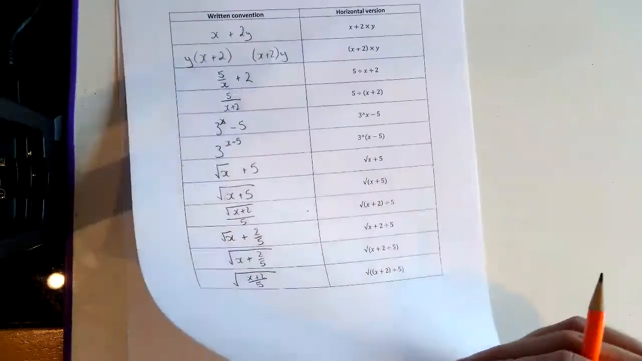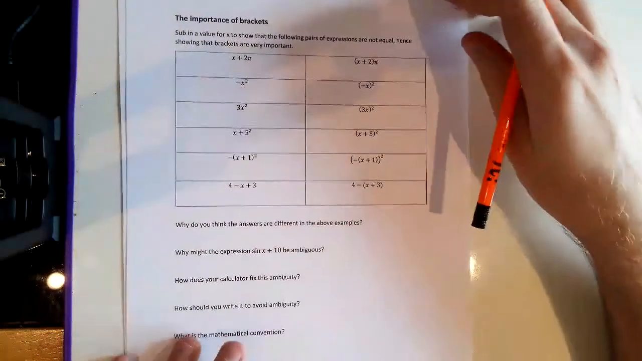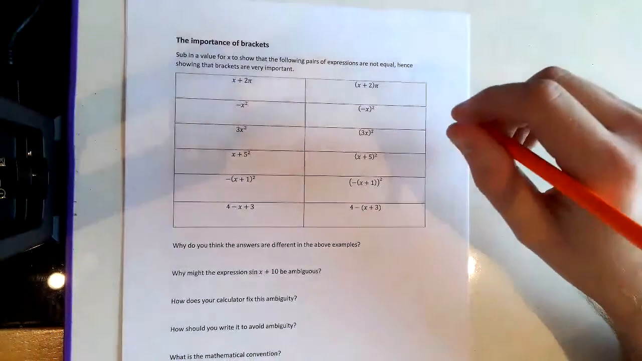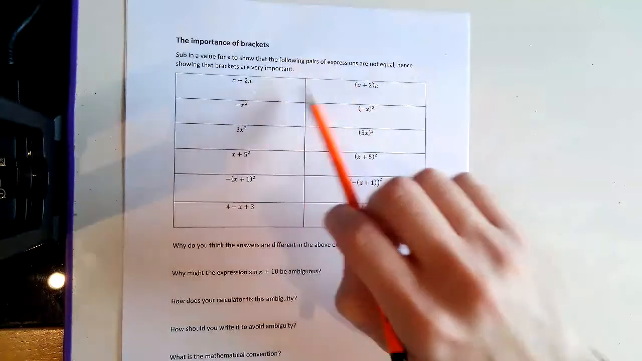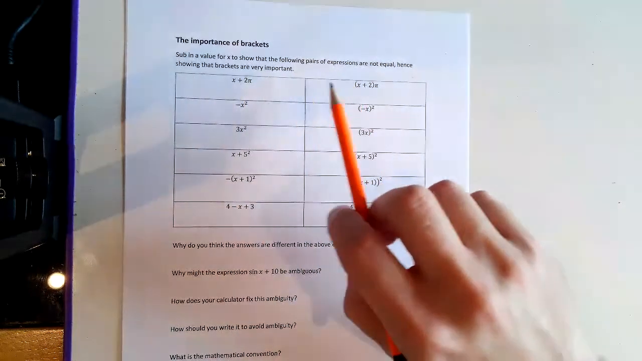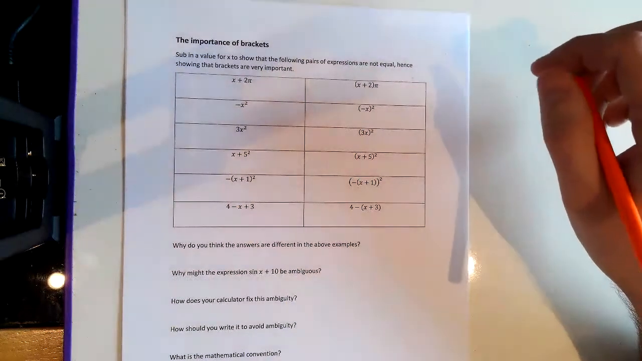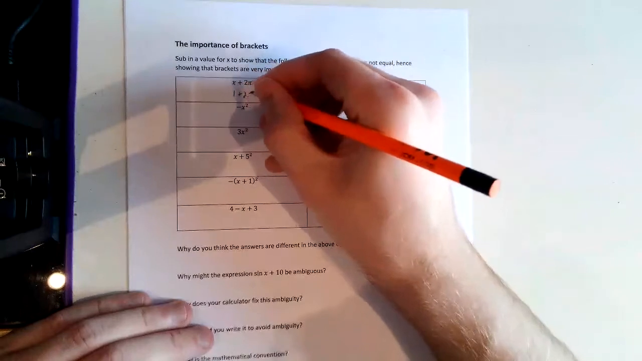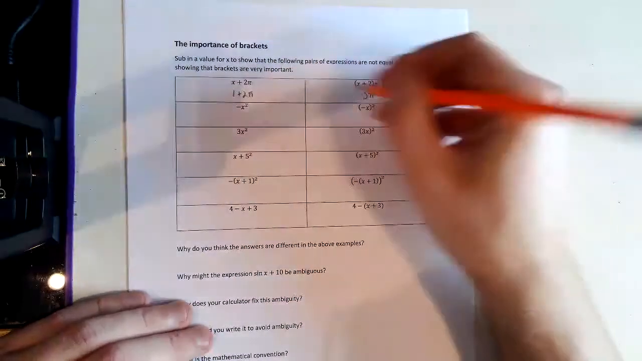Okay, and one last bit about brackets. Sometimes when you write answers, you forget to put brackets. So all I want you to do is, in this table, just pick a number, sub a number in for x on both sides to show that both of these aren't equal. So if I picked 1 on this side, I would get 1 plus 2 pi, whereas on this side, I would get 3 pi, and they're not the same number.